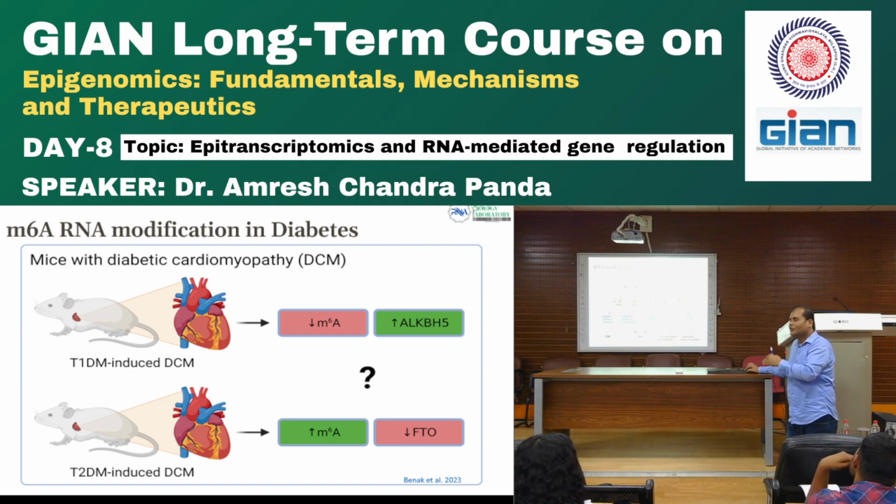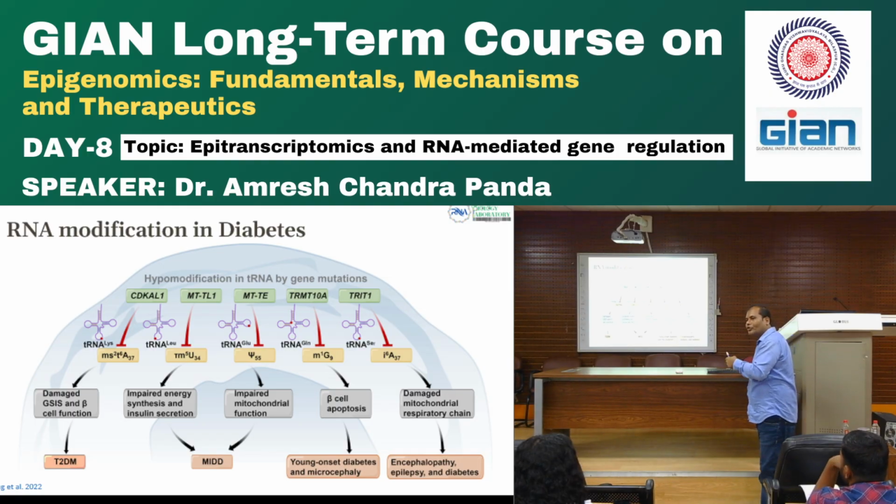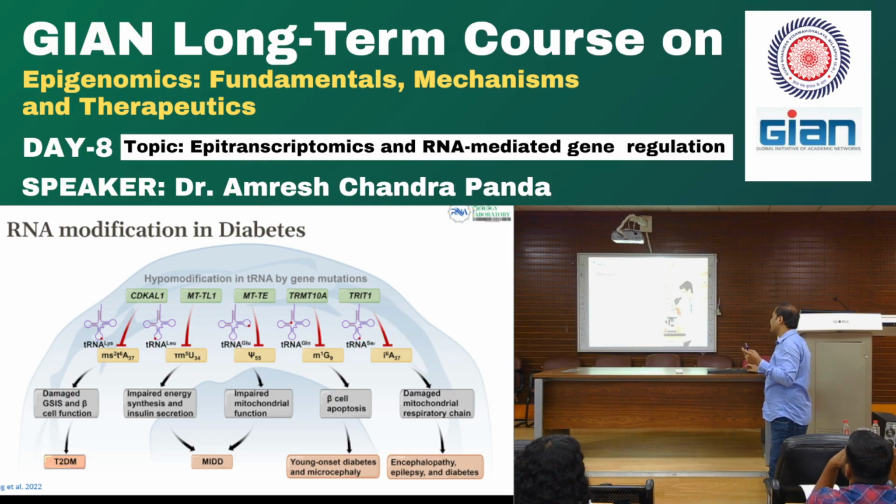It is still under research. So many modifications are there, and one eraser or one writer is changing multiple genes at a time. It is not that only one gene is getting regulated, like I showed. You have thousands of genes which can be modified by m6A. So you are basically changing all the genes when you are overexpressing or reducing any of the readers or writers.